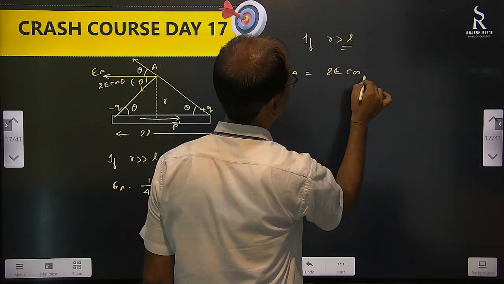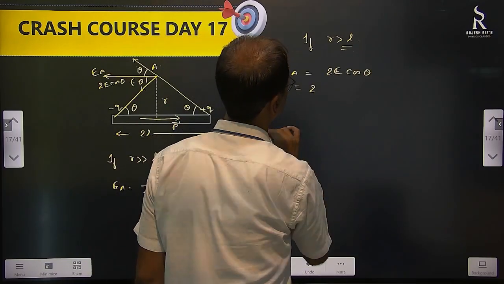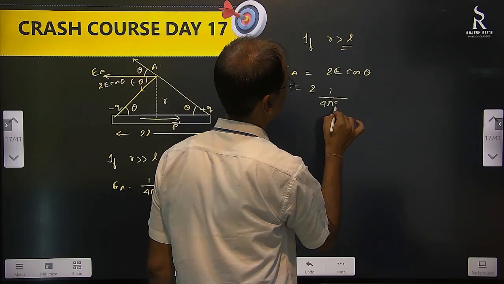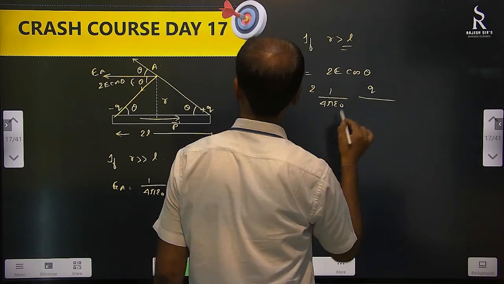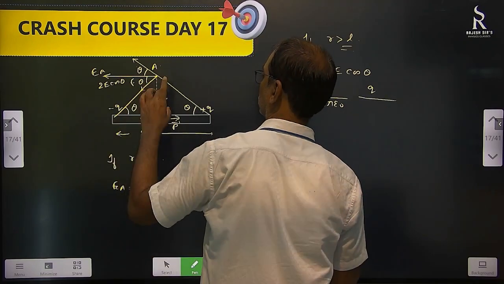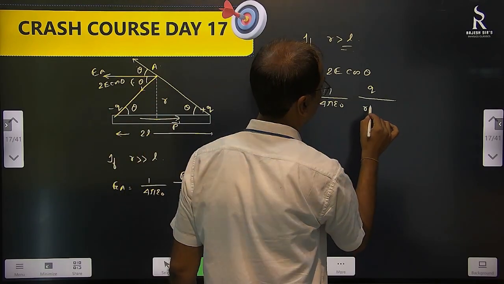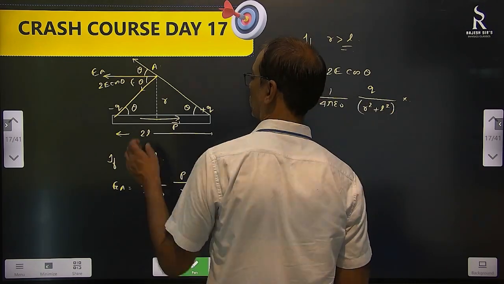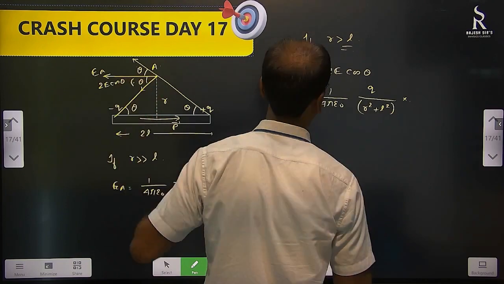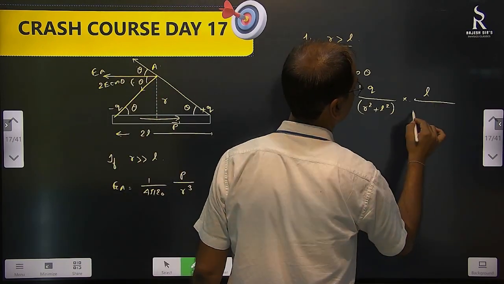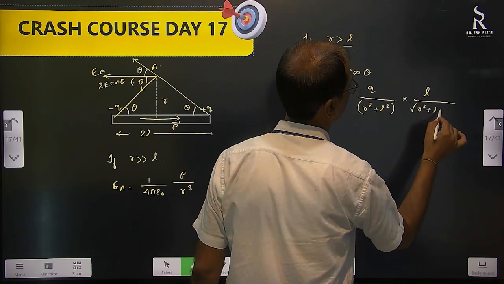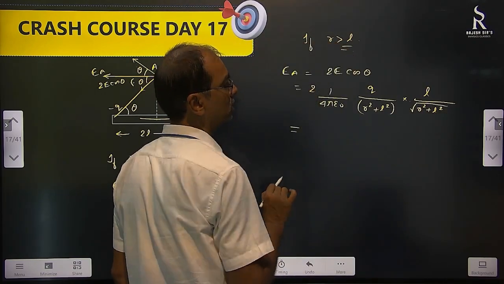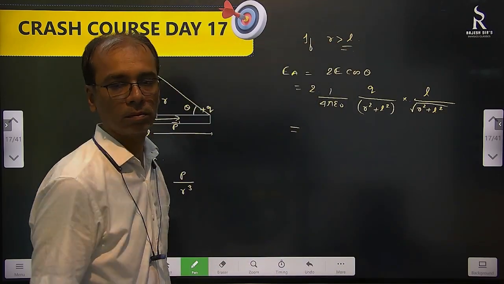2E cos theta. So 2 into 1 by 4 pi epsilon naught Q by this. Now what is this? This is R, this is L. So this will be R square plus L square. Then cos theta means L by root over R square plus L square. Now this is the value. If R is comparable to L, then this is our value.